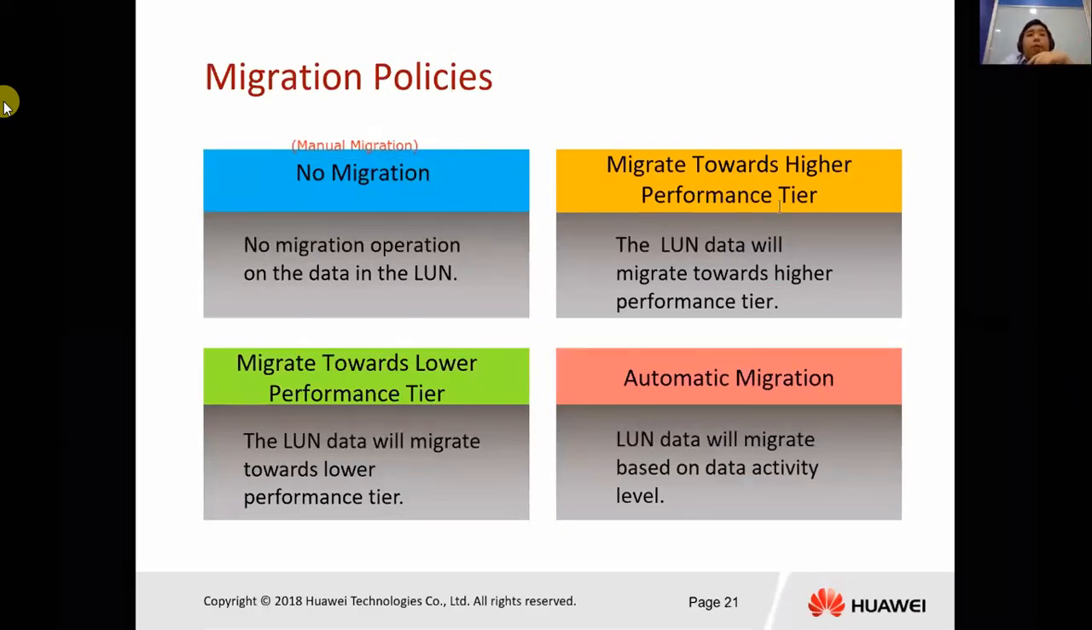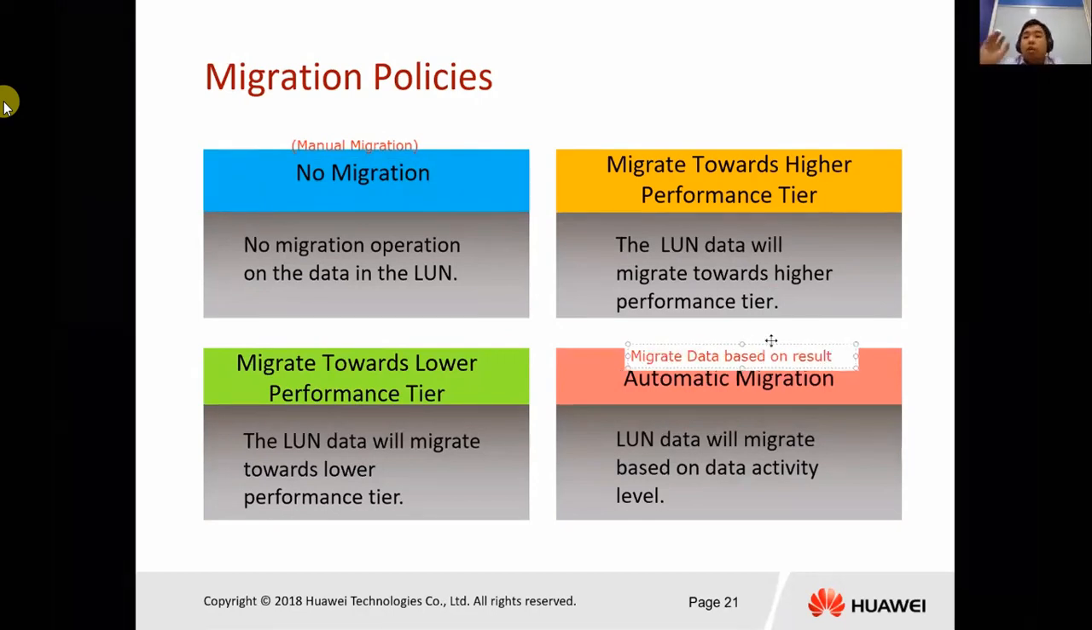Okay, then these two: migrate towards high performance tier, migrate to a low performance tier, and automatic migration. So what's the difference between these three? Okay, let's talk about automatic migration first. Automatic migration will migrate your data based on the statistics or based on the result.